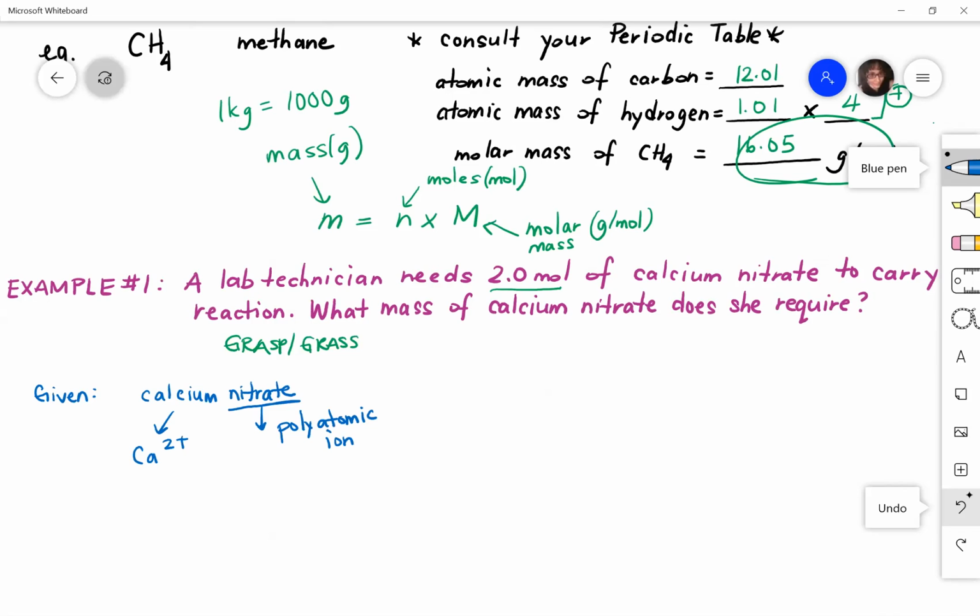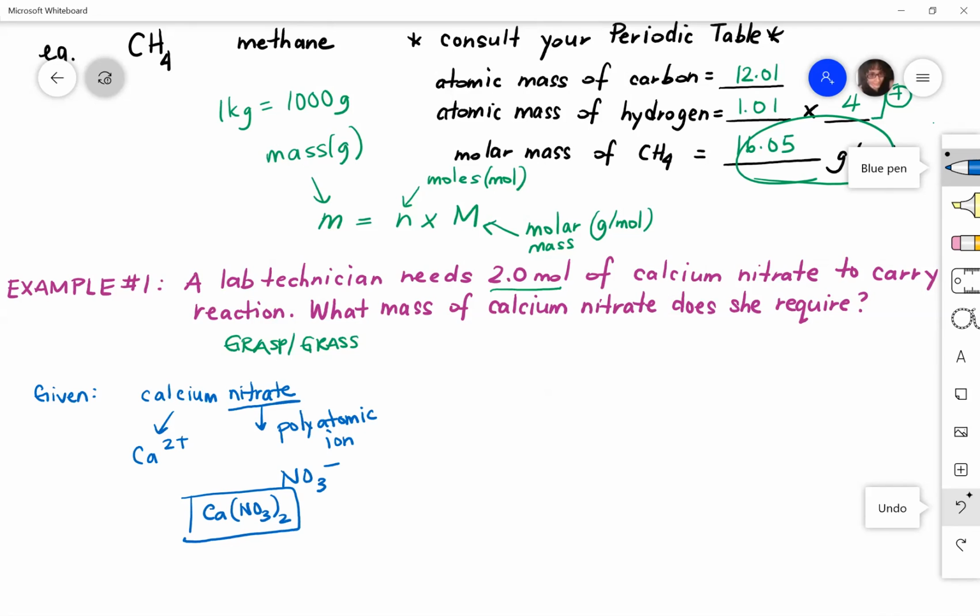And with your polyatomic ions, remember you can go back to your periodic table of ions. The little table on the top will show you that nitrate is NO3 minus, and you will cross your charges. So what you should end up with is Ca(NO3)2, with a little 2 at the bottom. So this is your compound that you will be working with.